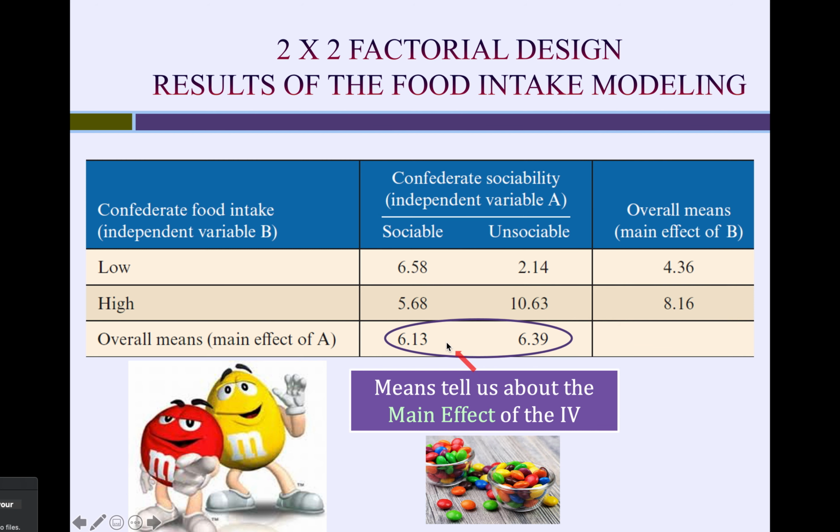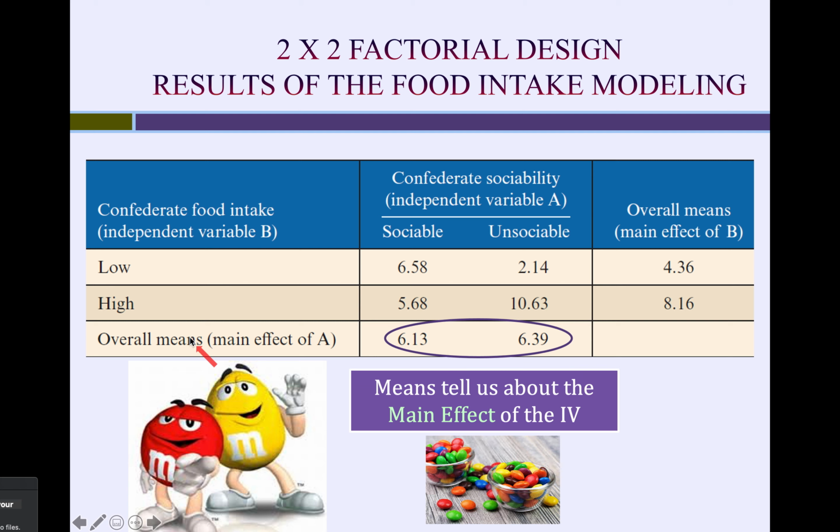But generally what you're looking for here is the overall main effect of independent variable A, in this case, Confederate sociability. When we take the average of these two means and the average of these two means, we're just looking at whether the sociability levels seem to play a role in the number of M&Ms that you eat, just looking at this independent variable by itself, not with the Confederate food intake, but just the sociability level when we average these out and we look at these means. From this perspective, it doesn't really look like much of a difference.